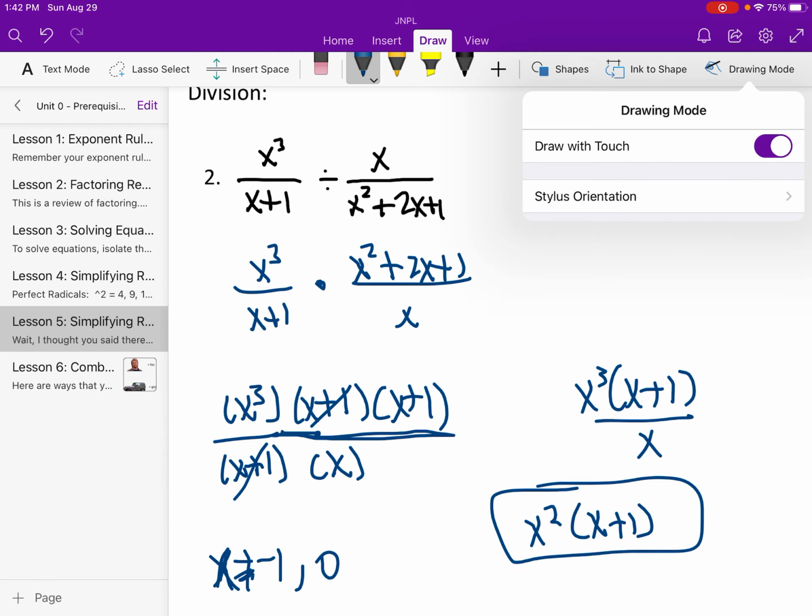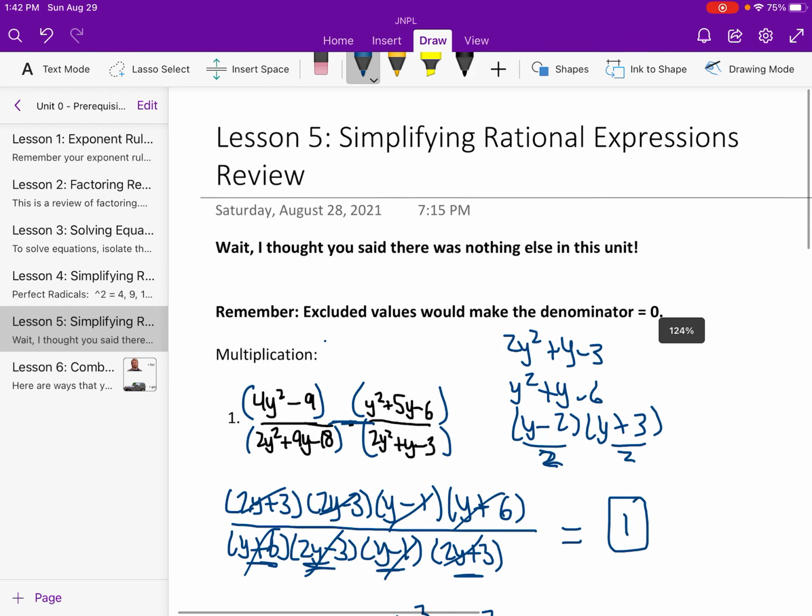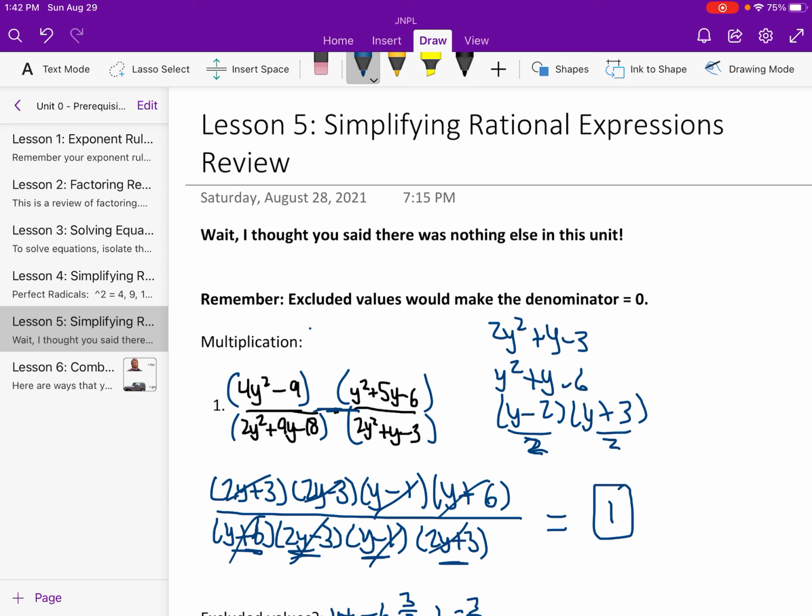So there you go. That is a review on simplifying rational expressions. There's a more in-depth lesson if you need it on the algebra lessons channel.